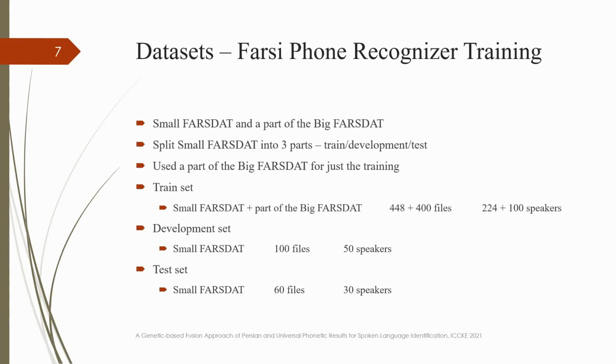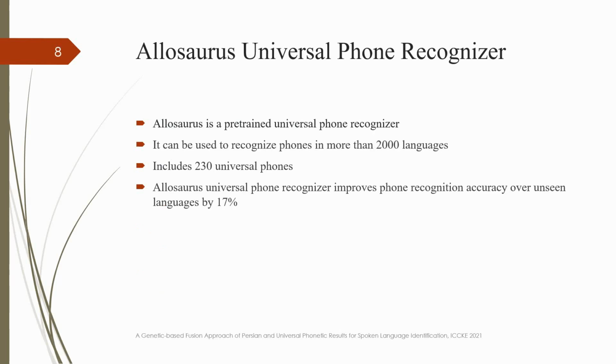The last dataset which we use for our system are the small and a part of the big Farstat. First, we split the small Farstat into 3 parts, which are for train, development, and test sets. In addition to the part of the small Farstat in the training data, we augment the training data with a part of the big Farstat.